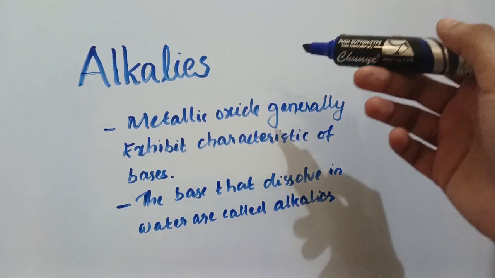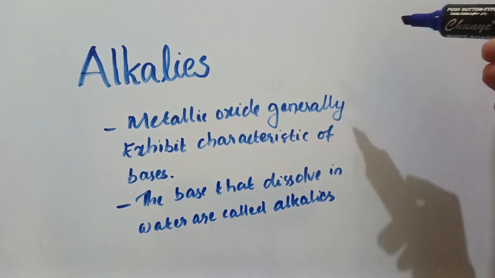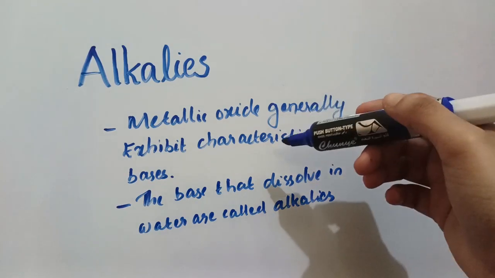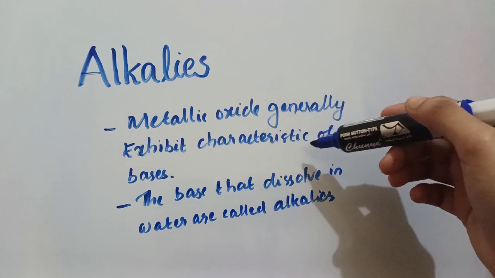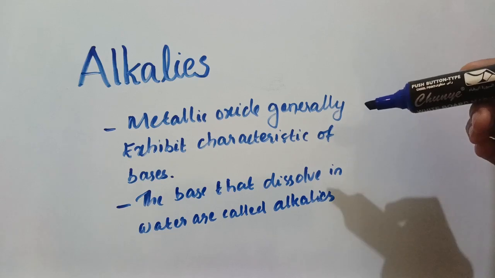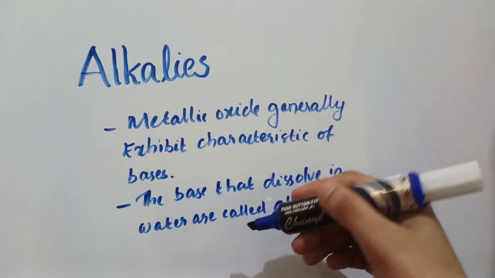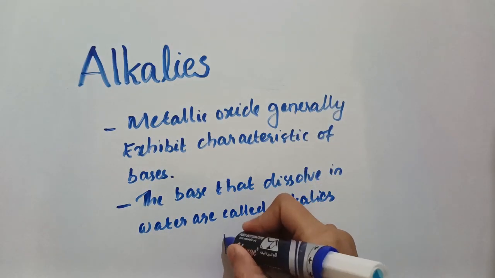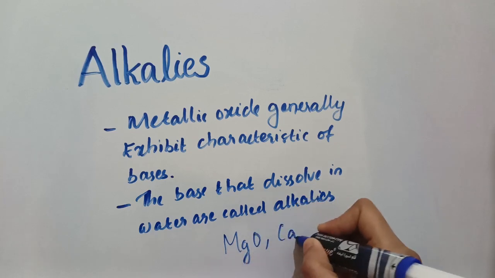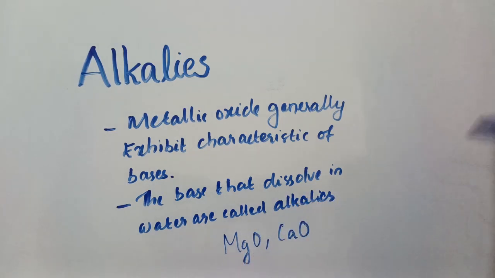Next, we can discuss what alkalis are. Metallic oxides generally exhibit characteristics of bases. The bases that dissolve in water are called alkalis. For example, metallic oxides are MgO, CaO, etc.